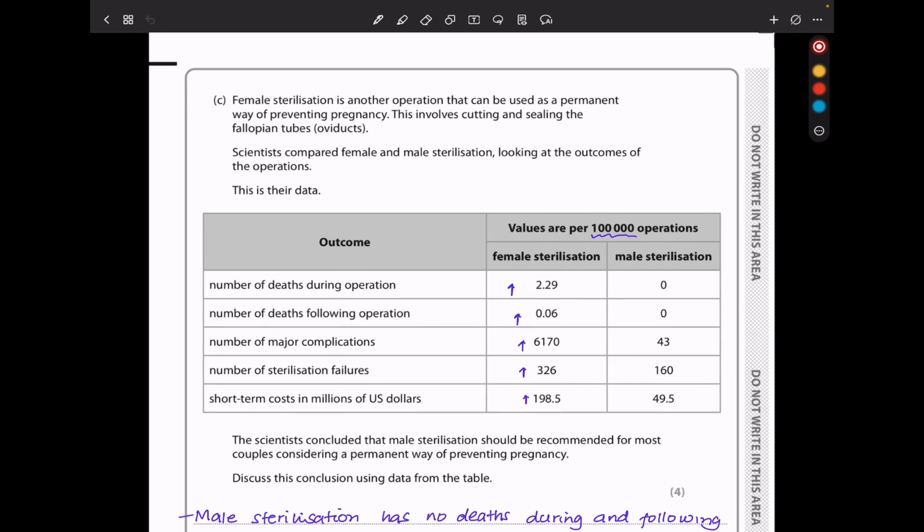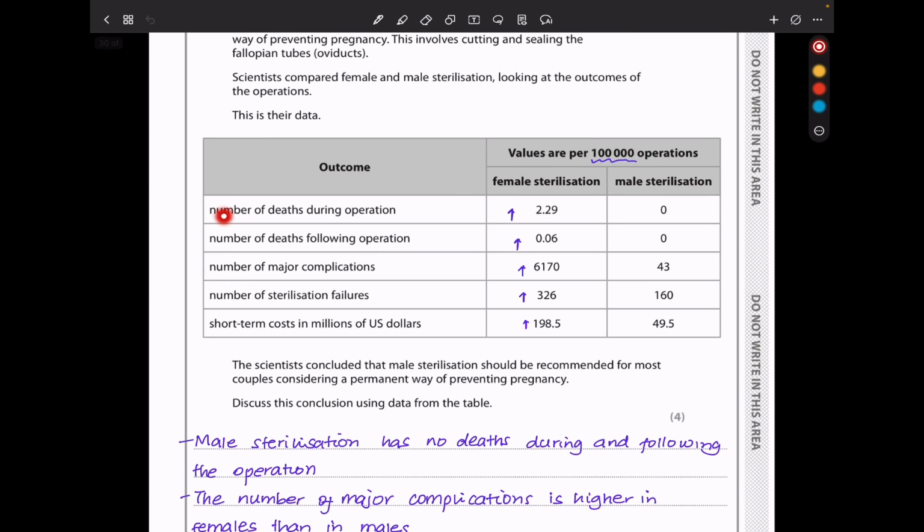In part C, female sterilization is another operation that can be used as a permanent way of preventing pregnancy. This involves cutting and sealing the fallopian tubes, which are the oviducts. Scientists compared female and male sterilization, looking at the outcomes of the operations. This is their data. When we look at the number of deaths during the operation, per 100,000, in female sterilization we see 2.29, which is greater, and in males we see 0. The number of deaths following the operation is 0 in males and higher in females.